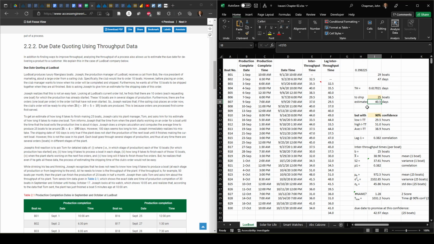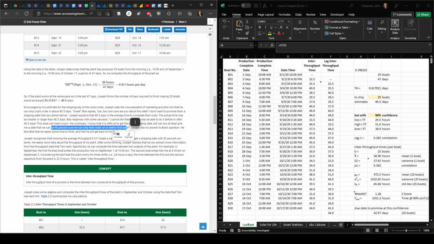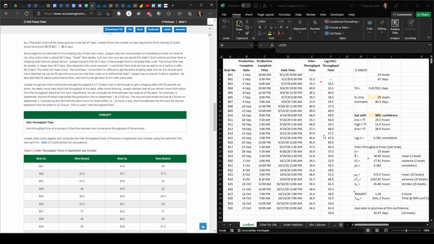But we don't have the confidence in this number yet. That's just purely an average number, just like the book talks about. 40 and a half days. Bob says, "Hey, I want to promise them 90%. Can we be 90% sure that their order is going to be on or before that date?" So that's what Bob is looking for. So Joe goes back and does some more calculations.